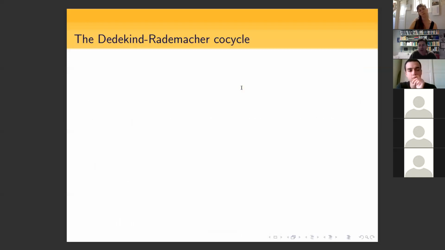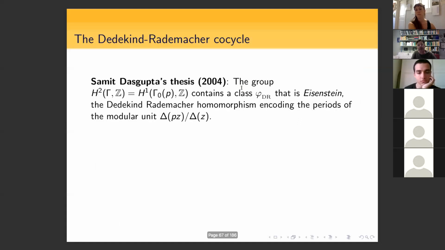Okay, so if you want to get a better insight into this problem of how you construct algebraic points on elliptic curves via this theory, we'd like to flesh out the theory further. And one way we can try to do this is by backtracking a little bit and trying to see whether this theory has more concrete and less mysterious manifestations. And the first setting is to try to replace the cusp form attached to an elliptic curve by an Eisenstein series. And this leads to what's called the Dedekind-Rademacher cocycle, which arose more or less in Samit Dasgupta's PhD thesis around 2004.